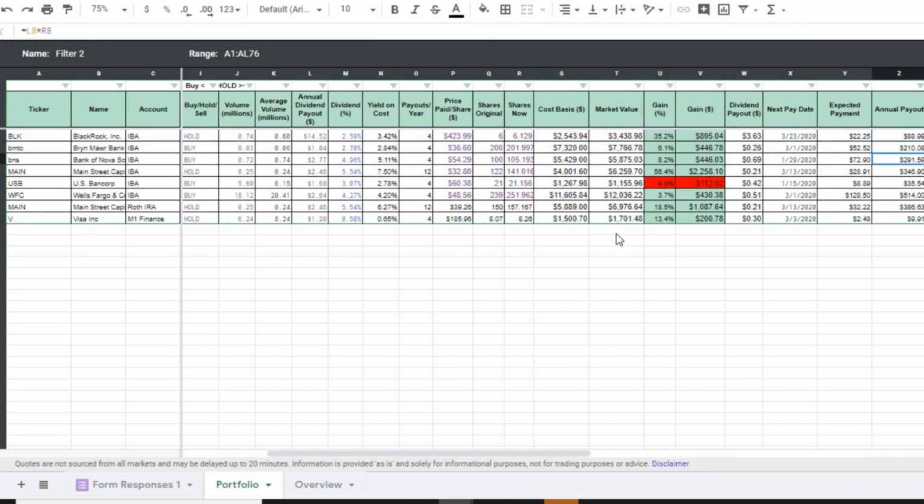Good enough for $210 a year. Bank of Nova Scotia pays me about $291 a year, which is pretty cool.